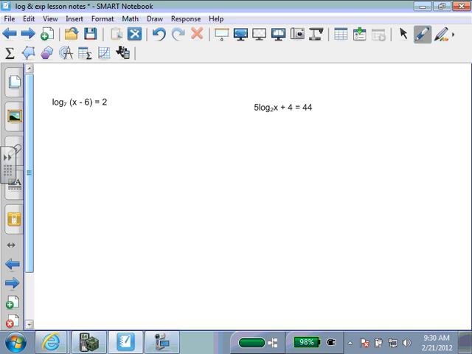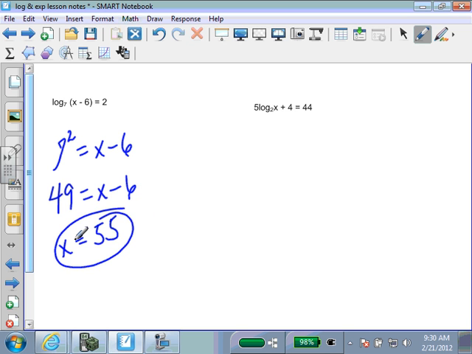Let's look at some logarithmic equations. In this case, I cannot add 6 to both sides because it is part of the argument of the log. So the best I can do is switch to exponential form. Base is 7, exponent is 2, equals x minus 6. I know 7 squared is 49. So x is 55.